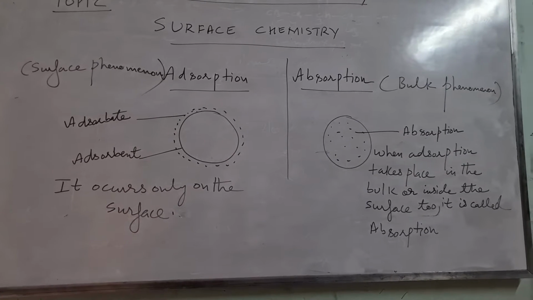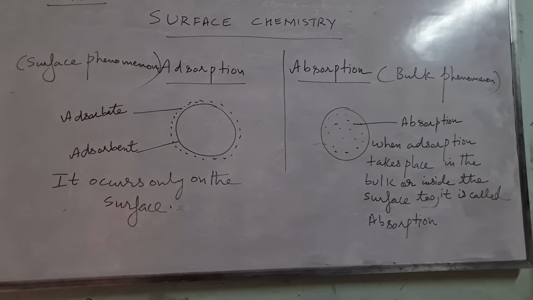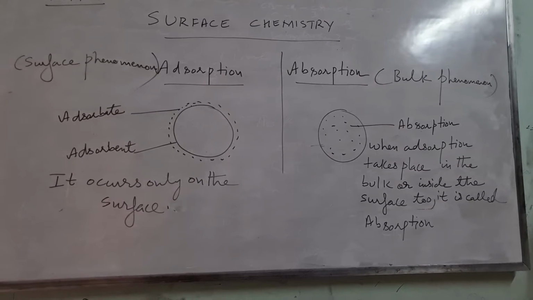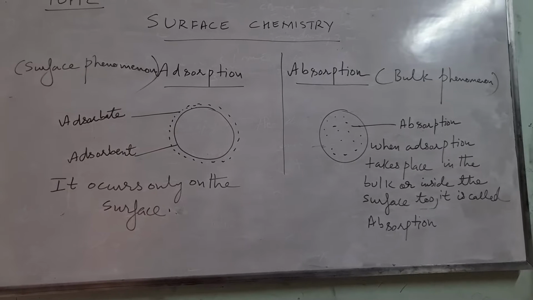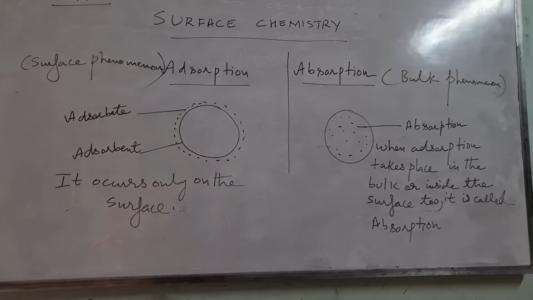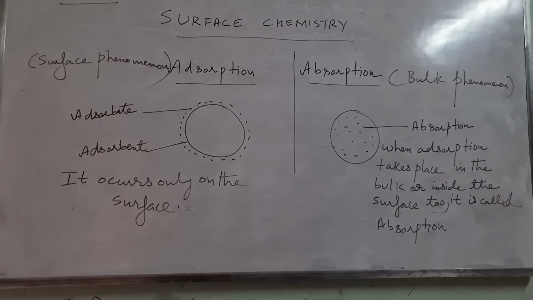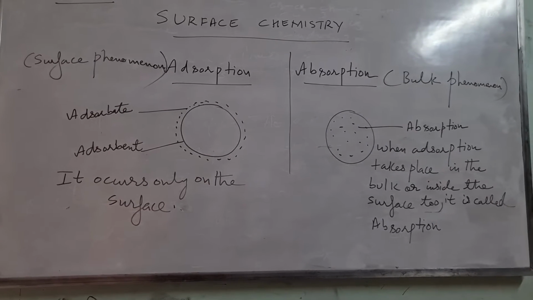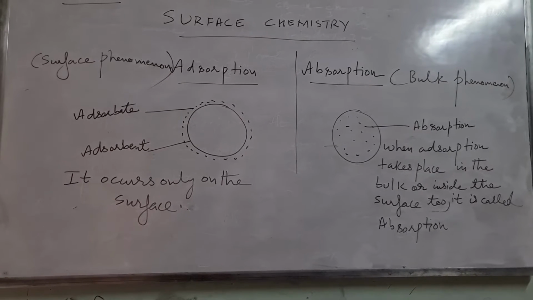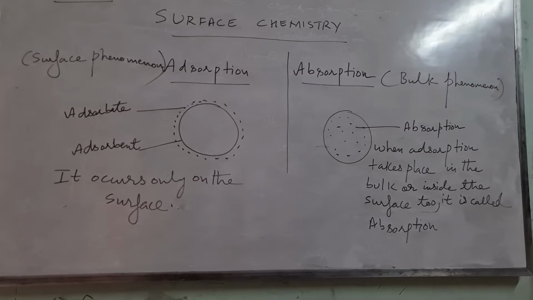Now let's study adsorption. To understand it, you have to take a cotton ball and apply some silica gel over it. After applying silica gel, you put this cotton ball into the water. After some time, what will you notice? You will notice that water is adhering or sticking only to the surface. It has not gone inside. This is what adsorption is. Adsorption is a surface phenomenon. It occurs only on the surface. It never goes inside the bulk.